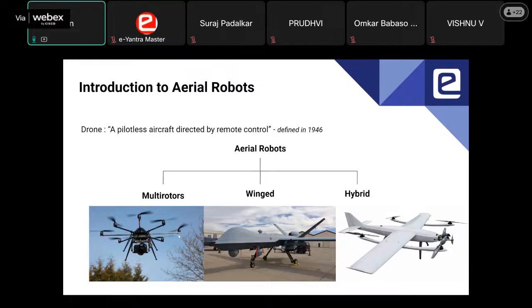So these are the three main classifications: multi-rotors, winged aircraft, and hybrids. So I hope you guys got a general idea. You can answer yes or no in chat.